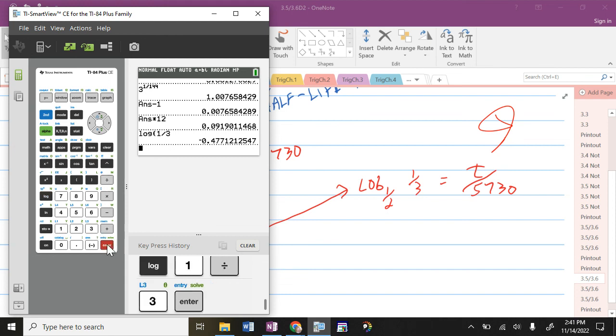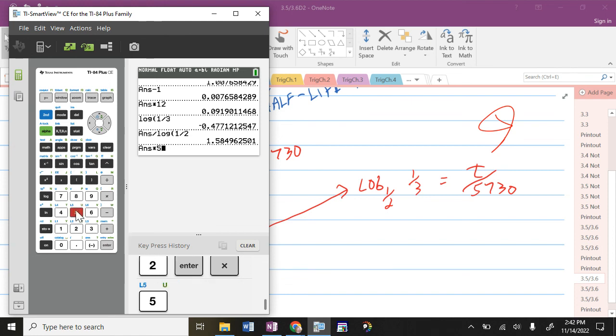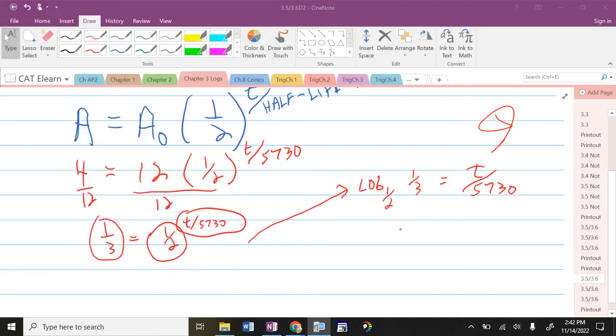I just press enter on that. Divided by log 1 divided by 2. Enter. And then multiply that by 5730, and that's what that 1.58 means. It's gone through 1.58 cycles of half-life. 9,081.83 years.